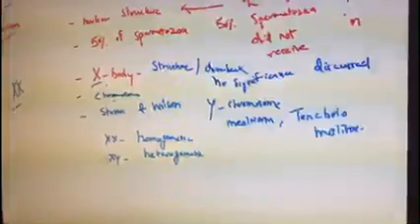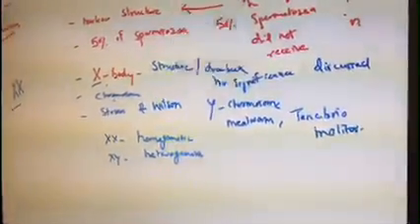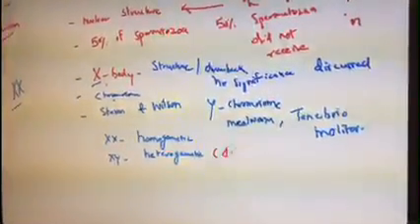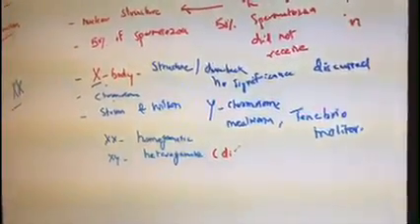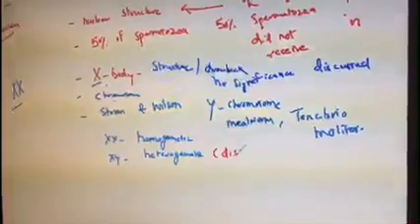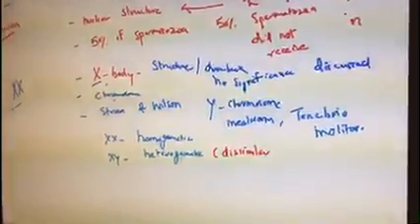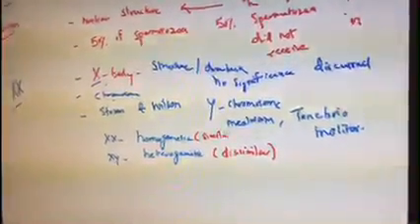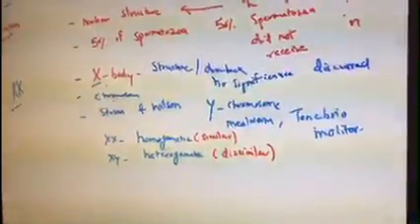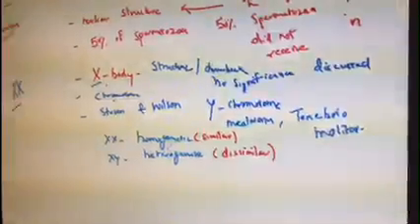Why is it heterogametic? Because they will be made dissimilar, and the others have similar chromosomes. That's all. So this also we should memorize.